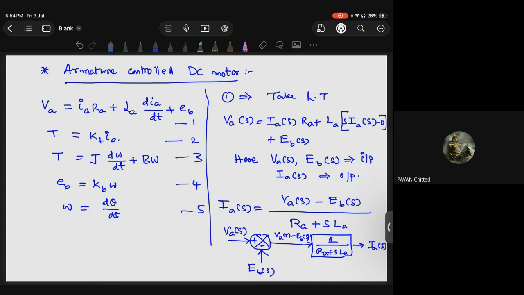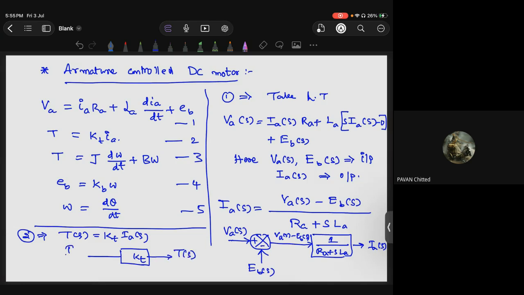Next, similarly, I'll write here only. For the second equation, if you take the Laplace transform, you have T of S equal to KT IA of S. This also we can write directly: a block KT, with input IA of S and output T of S.